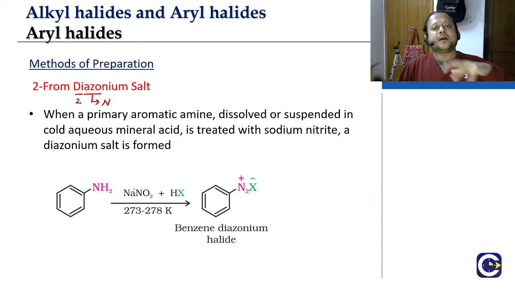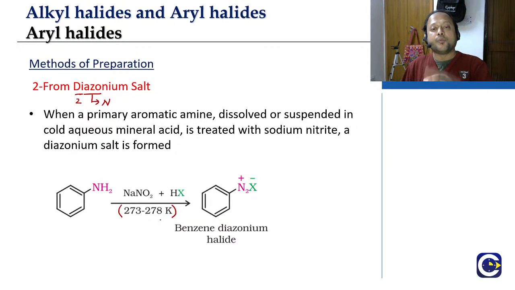So what we do, we use sodium nitrite and HX, whichever acid is needed, like HCl or HBr, in situ, that is during the reaction only, and your nitrous acid is generated, which then reacts with aniline to give us benzene diazonium halide. But one thing is very important for us to remember: the reaction conditions. It must be maintained between 0 and 5 degrees Celsius, which is your 273 to 278 Kelvin.